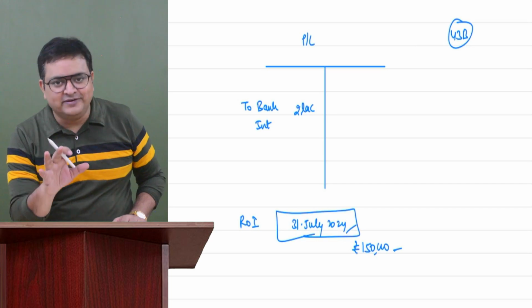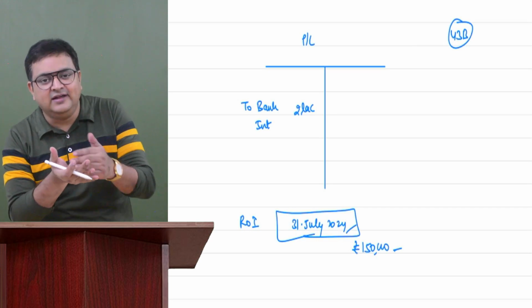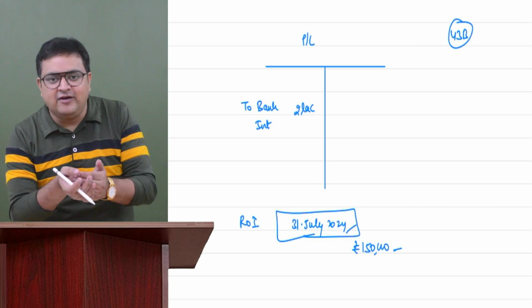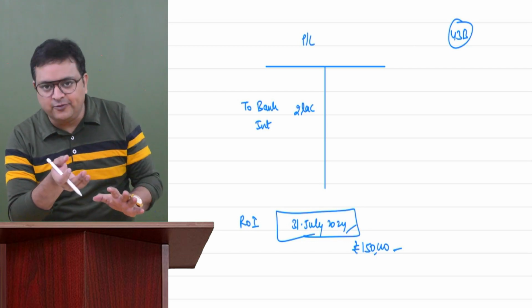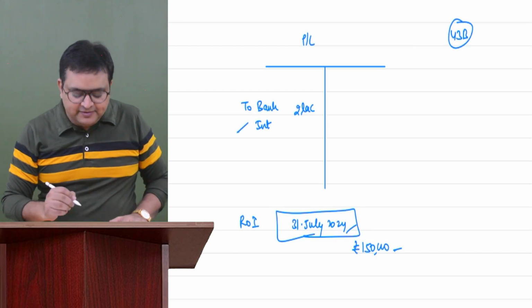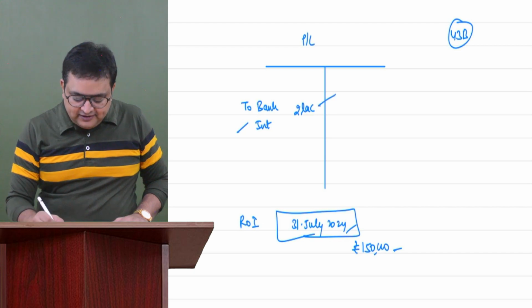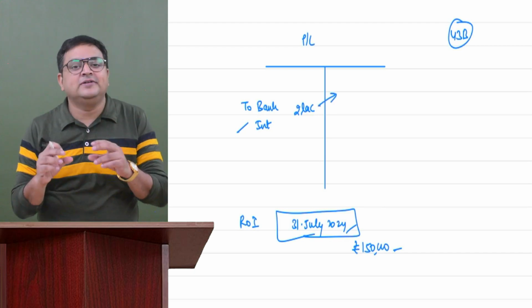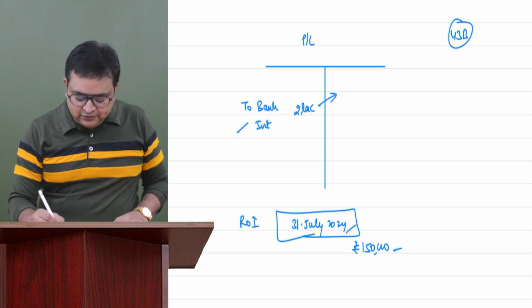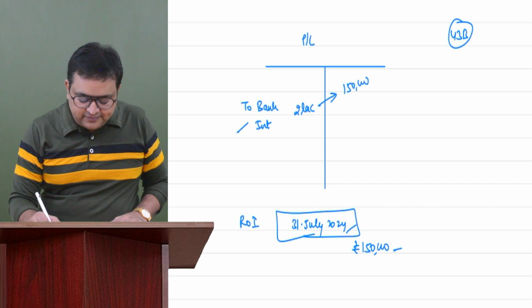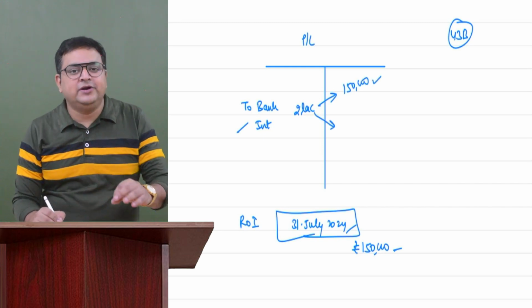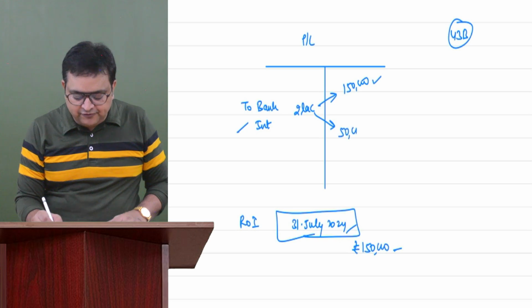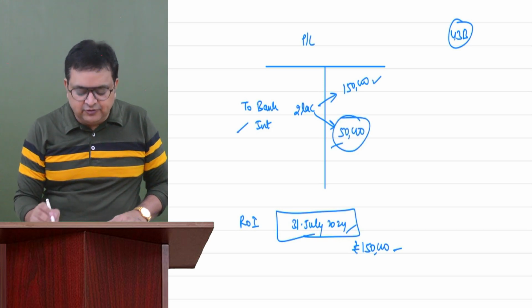43B is quite an important section. It says that certain expenses, we have a list of 5-6 expenses, are allowed only when they are paid up to the due date of ROI. One of them is bank interest. You have to just see how much is paid up to the due date of ROI. So let's say if 1,50,000 is paid, then you can allow 1,50,000, and whatever is not paid up to the due date of ROI, you have to disallow. So 50,000 is not yet paid, so you have to disallow that 50,000.